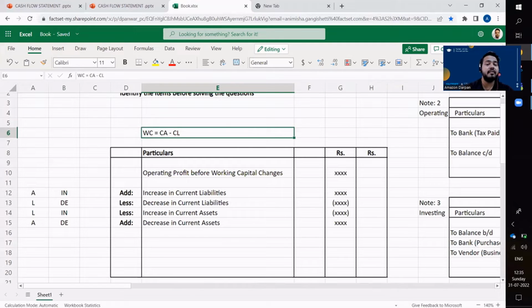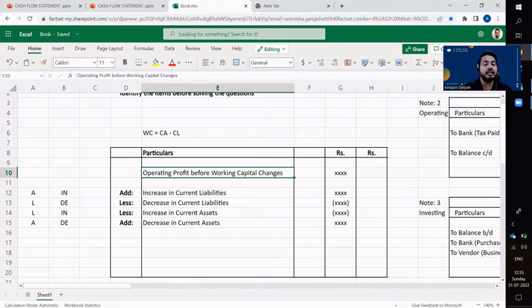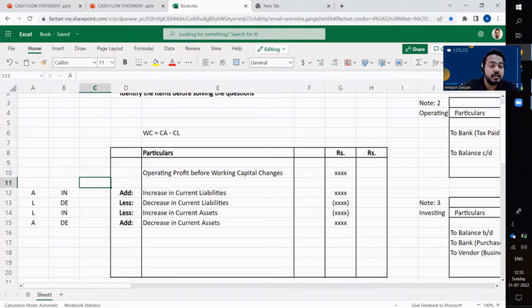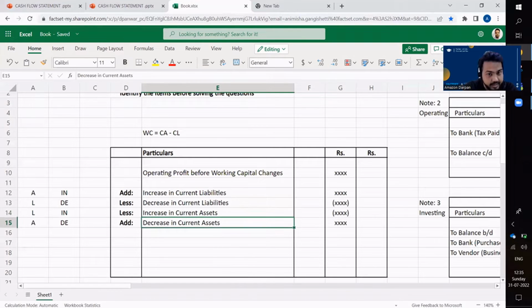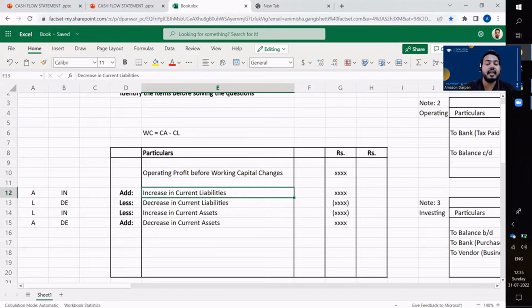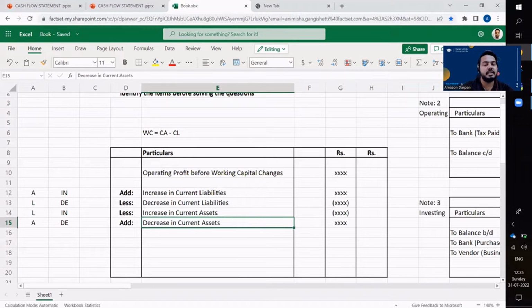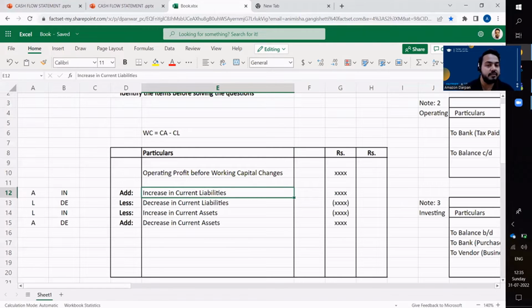And in a similar way, when we have in the question operating profit before working capital changes, we have to make changes in working capital, which means we have to make changes in our current assets and current liabilities. So now, with this method, increase, decrease, we are writing down here add, less, add, increase, decrease again, and then we have written liabilities twice here, then assets twice here. And now you understand how we will proceed with the question.